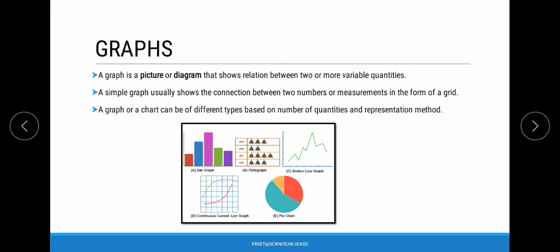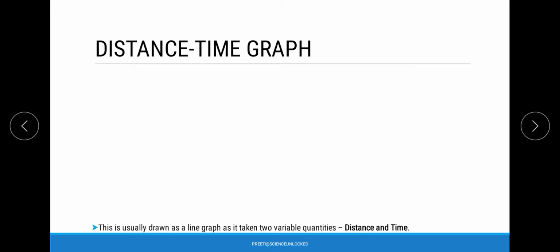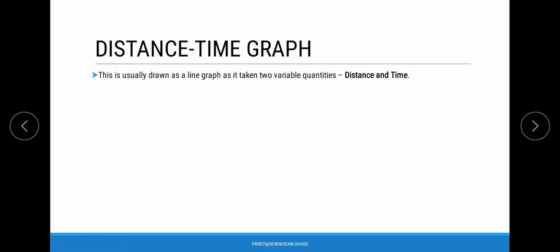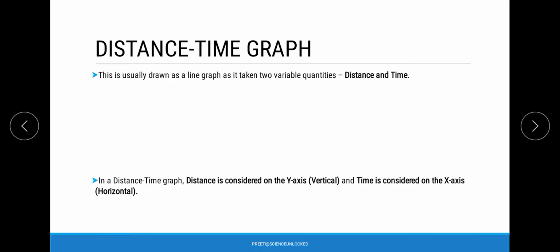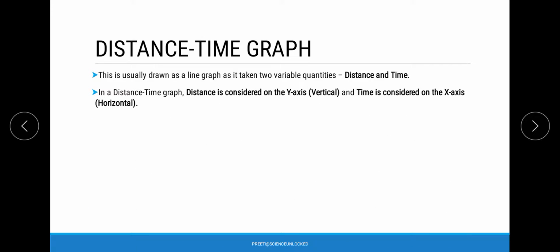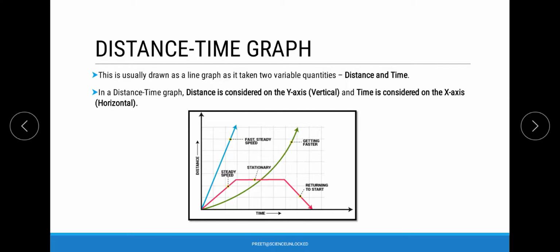Now the chapter that we are doing consists of graphs which involve the distance and time interrelation. In these distance and time graphs, we take two quantities: one is distance and the other is the time duration. Whenever we plot a distance time graph, we always take distance on the y-axis and time on the x-axis, that is the horizontal axis.